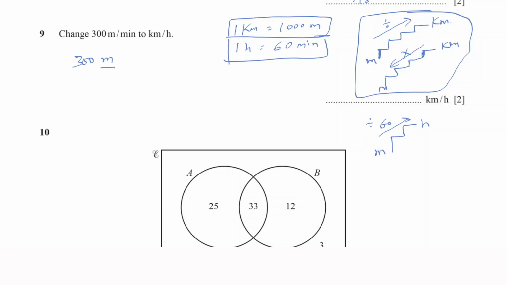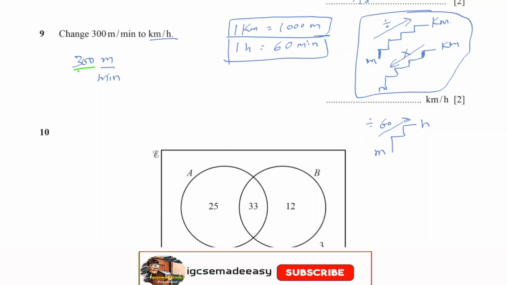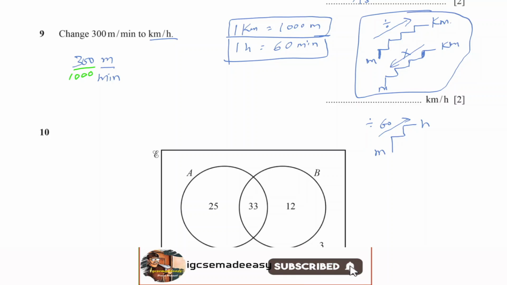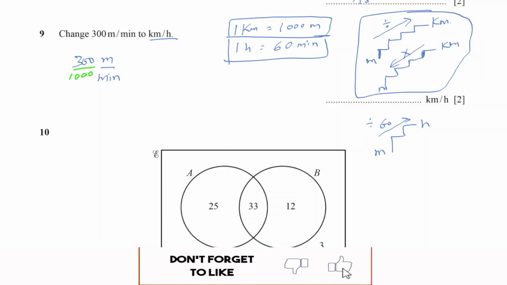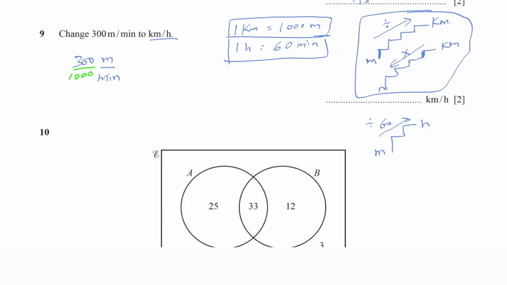meter per minute is given, and we have to convert into kilometer per hour. So for converting meter to kilometer, I have to divide by 1000, as I told you. 300 divided by 1000. If I divide 300 by 1000, this meter becomes kilometer. Can I write it like that?